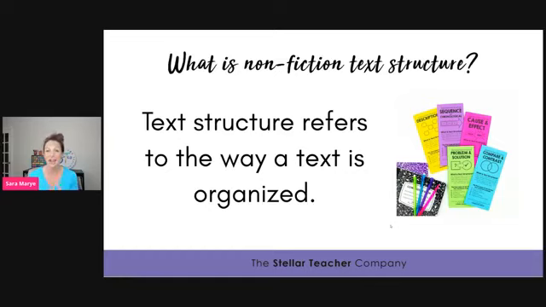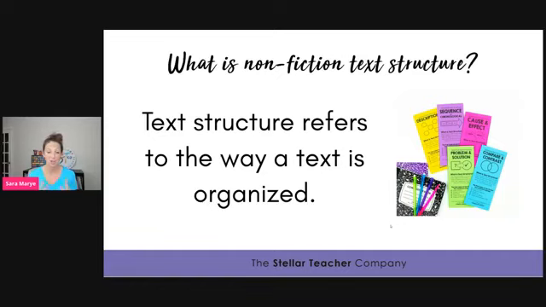And there's typically 5 different text structures that we teach in upper elementary. And you can see them here. There's description, there's sequence, there's cause and effect, problem solution, compare and contrast. Sometimes teachers will teach question and answer. But these are typically the ways that we teach students that authors organize their text.